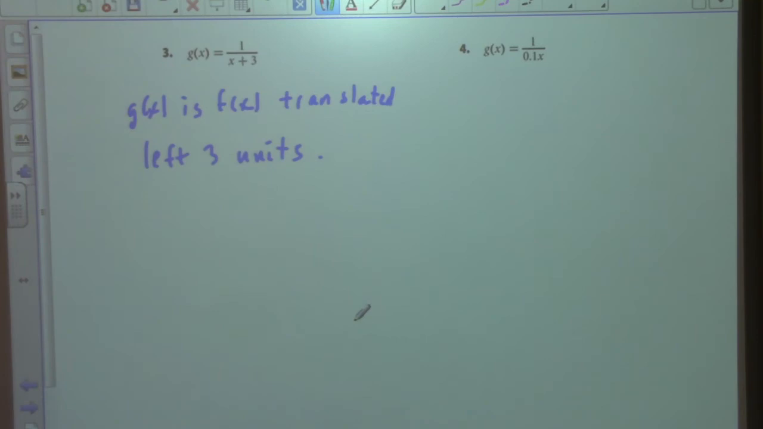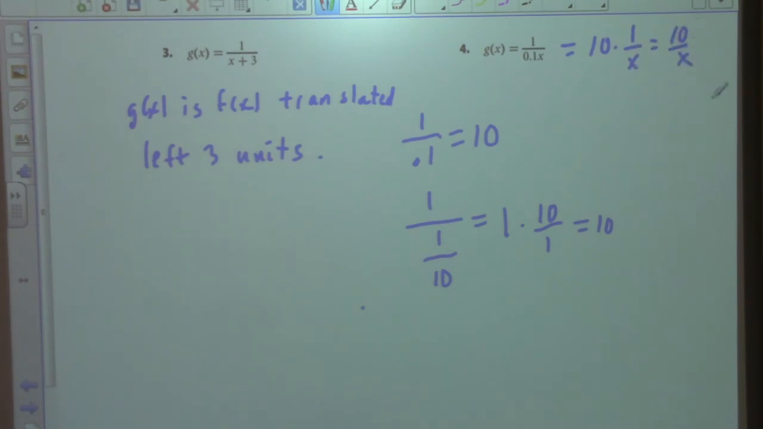I want to go ahead and unbundle, because I hear some discussion going on. What happens is, if we take 1 divided by 0.1, what is that going to be equal to? 10. And I'm going to explain why, because if we have 1 and we divide that by 1/10, what is that the same as? It's multiplied by the reciprocal, right? 1 times 10 over 1, which equals 10. So what this is going to be equal to is 10 times 1 over x, or 10 over x.